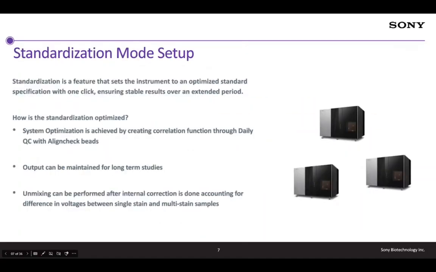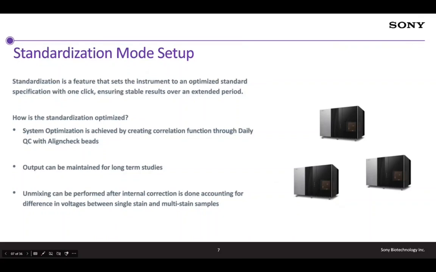So how do we set up our standardization mode? This is going to be a one-click feature, and it's enabled through our daily QC. In our daily QC, you're going to run what are called the line check beads. They're going to be used to set up the instrument. And one of the things that happens is that the line check beads are going to be corrected back to the same standard every day. So this is going to allow you to maintain the consistent output of the ID7000 for longitudinal studies.